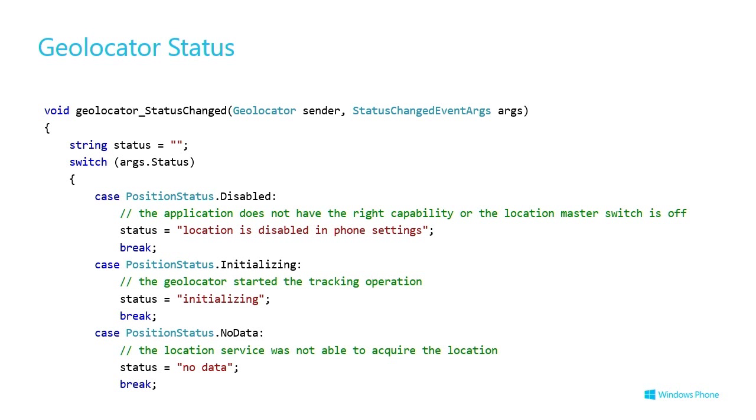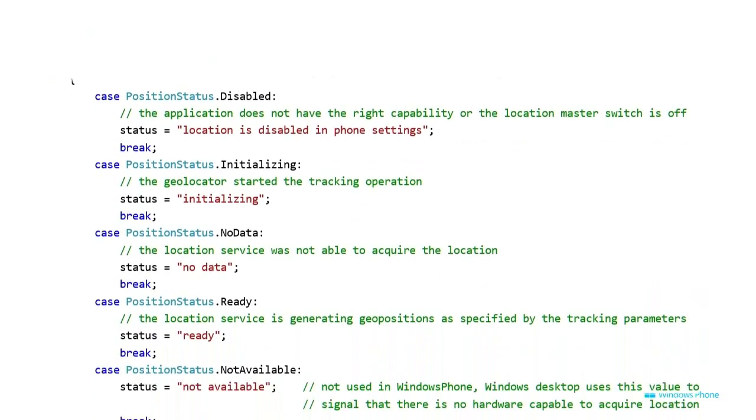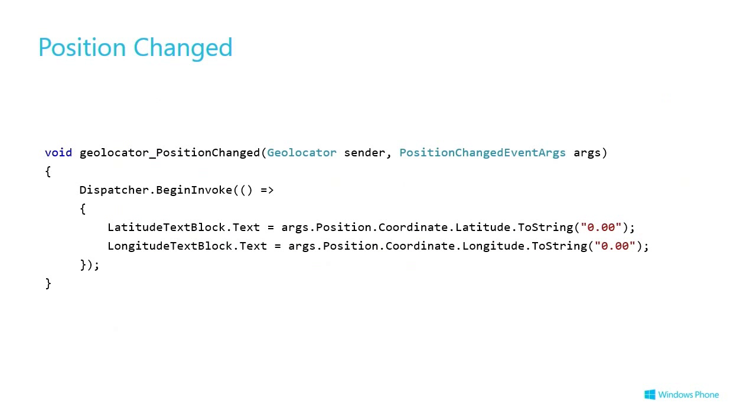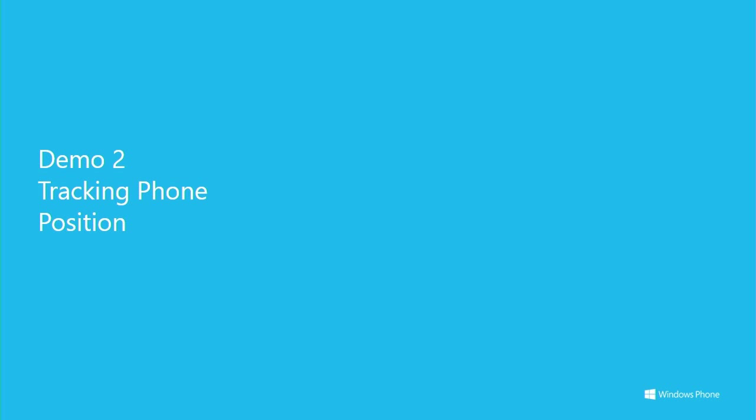This is the status changed event handler. If you get PositionStatus.Disabled out of that, again, that's another indication that the user has disabled location in the phone settings. Otherwise, you'll get these other events firing as the GPS hardware or the geolocator starts the tracking operation. And when it's ready, it will start generating geopositions, and you'll start getting position changed events. This is what the position changed event handler will look like. Very simple. It just fires, and you get a new PositionChangedEventArgs object, and you can pull your new position out of that. Pretty simple stuff. So the next demo does just that.